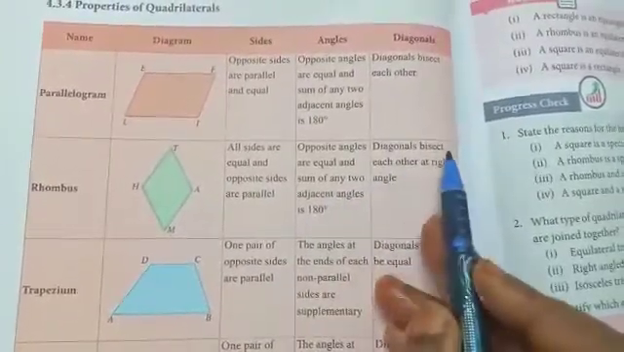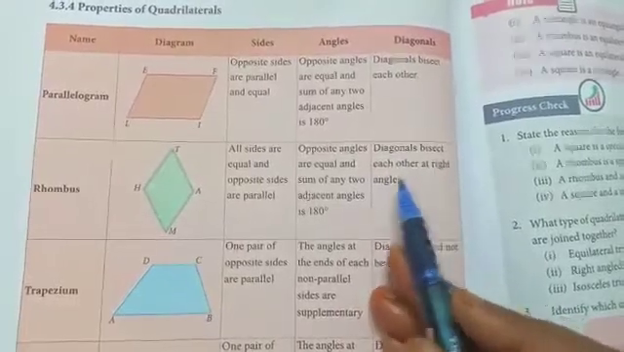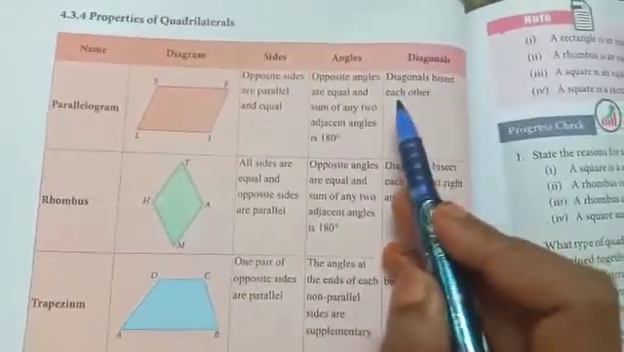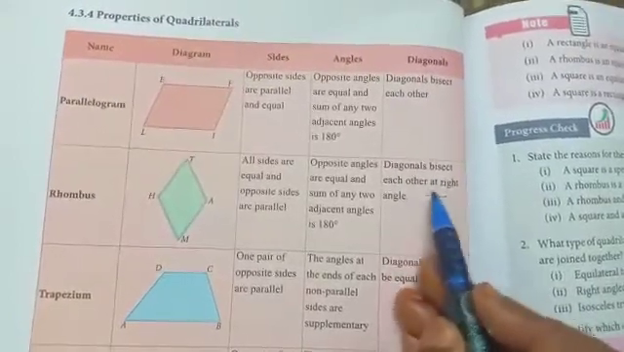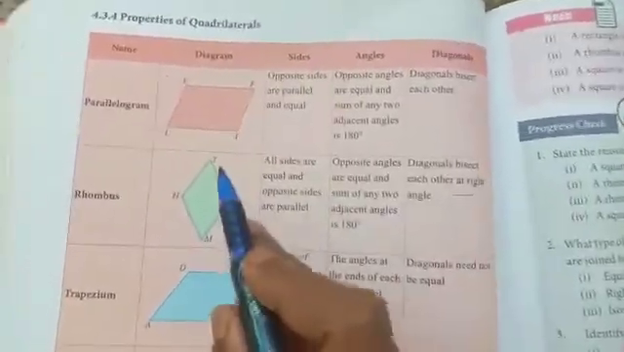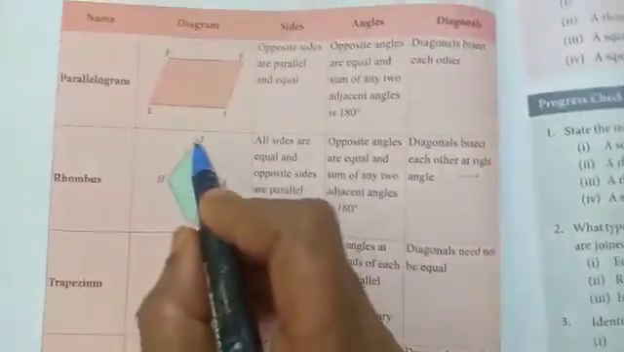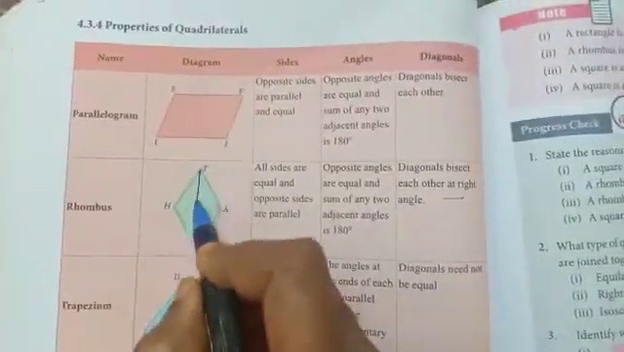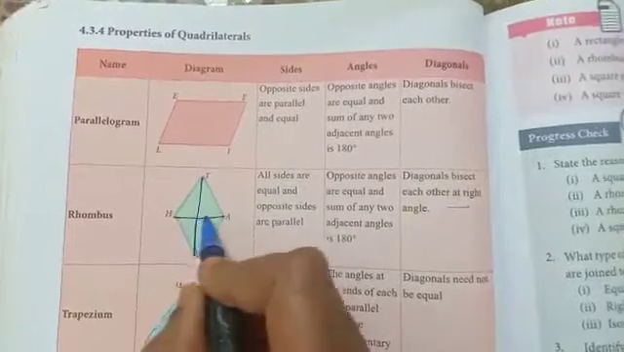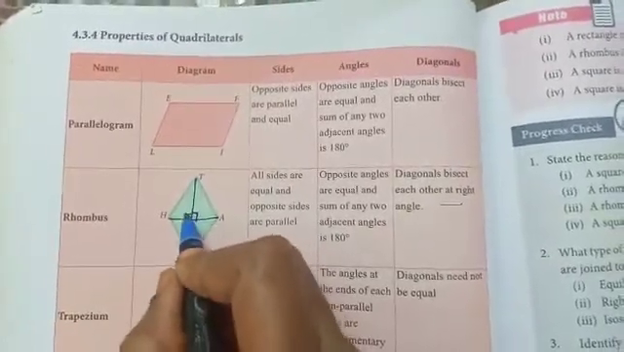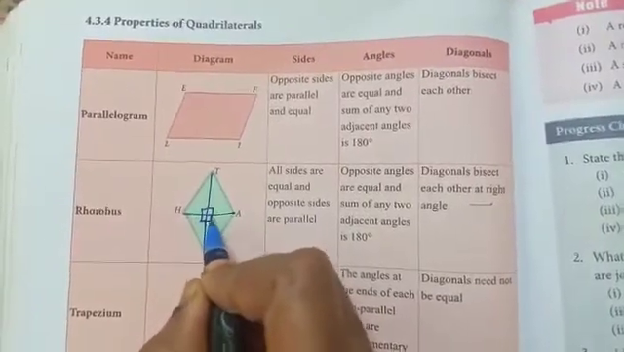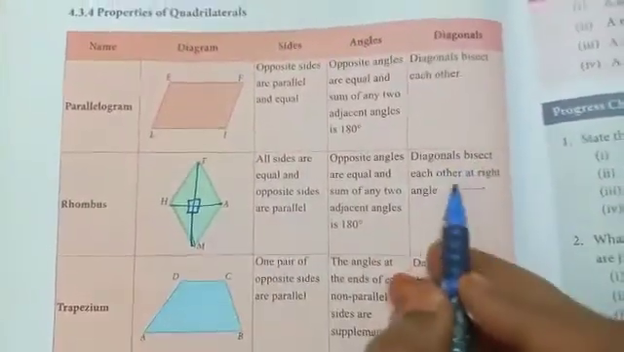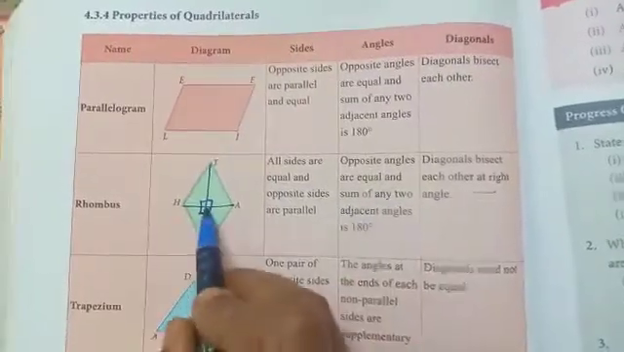Next, diagonals bisect each other at right angle. Here diagonals bisect each other, but in a rhombus, at right angle. What is a right angle? 90 degrees. So diagonals bisect like this. Bisecting at 90 degrees means all the four angles here are 90 degrees, this is 90 degrees, this is also 90 degrees, this is also 90 degrees. Okay, that is the meaning of bisecting each other at right angle.